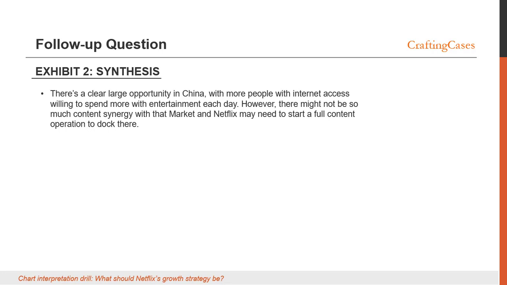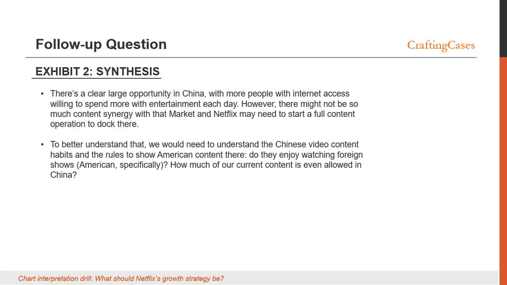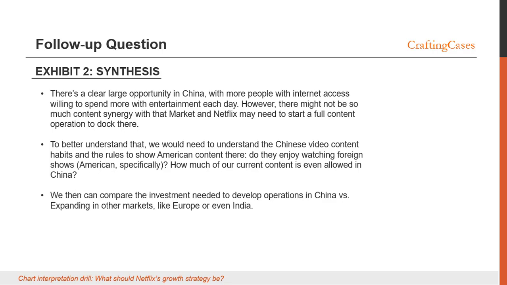However, there might not be so much content synergy with that market, and Netflix may need to start a full content operation to dock there because of language, habits, and rules. So to better understand that, we need to understand the Chinese video content habits and the rules to show American content there, the laws. So do they enjoy watching foreign shows, American specifically? How much of our current content is even allowed in China? Okay? And we can compare the investment needed to develop operations in China versus expanding in other markets like Europe or even India, which also speaks English.